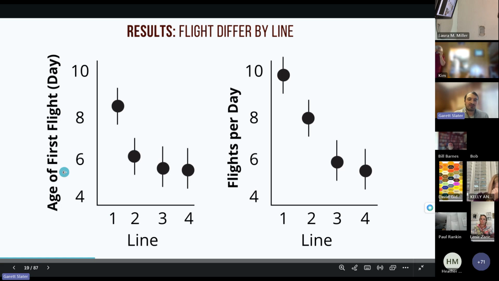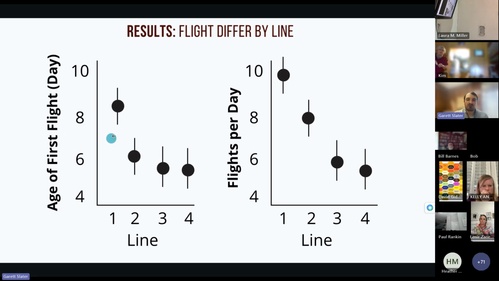This is the age at first flight, when drones begin their first flight. For this line, they begin their first flight around 8 days. For lines 2, 3, and 4, they started their flight around 6 days. So that means they're reaching sexual maturity in the first 6 to 8 days of their lifespan. Once they reach maturity, they begin flying, and this typically occurs around 6 or 8 days.